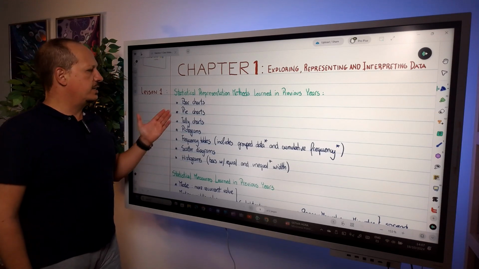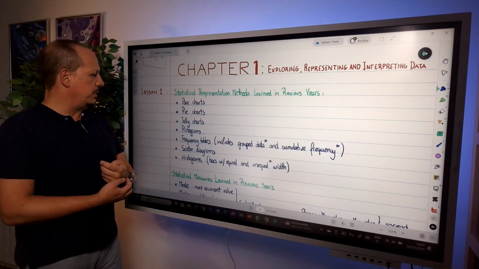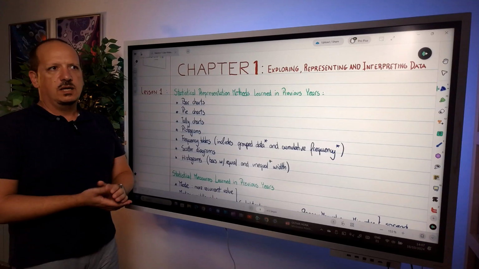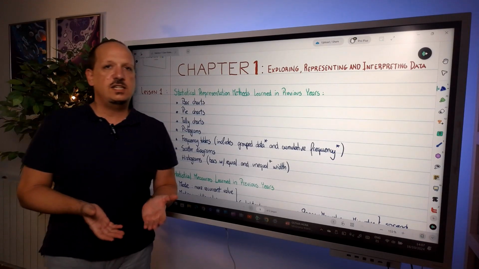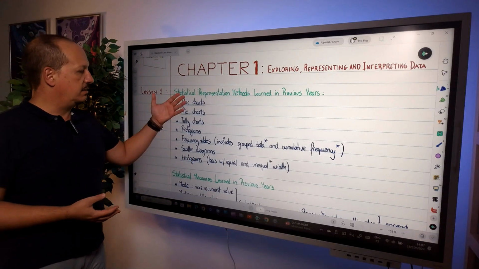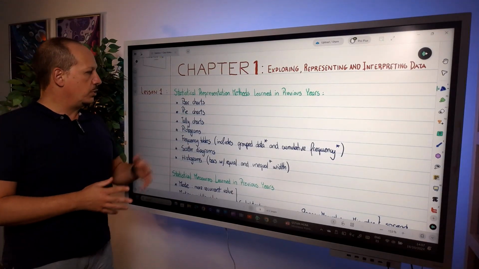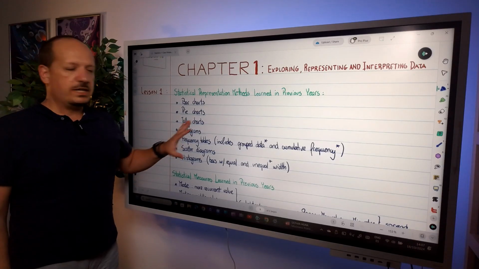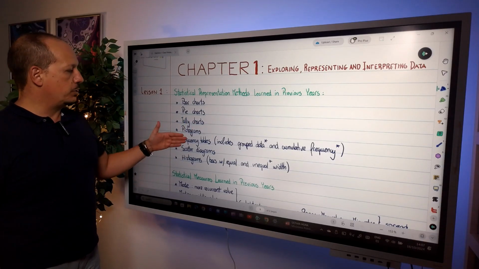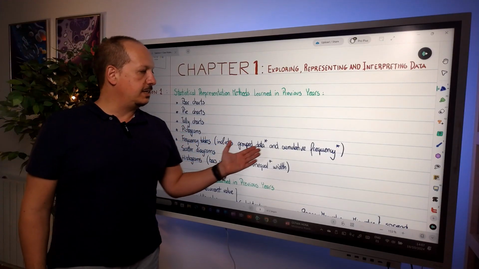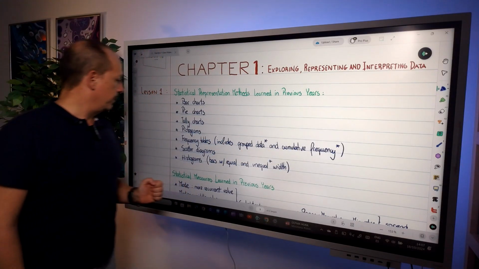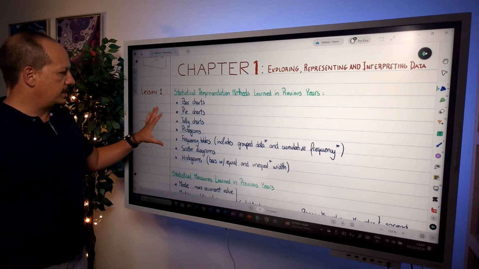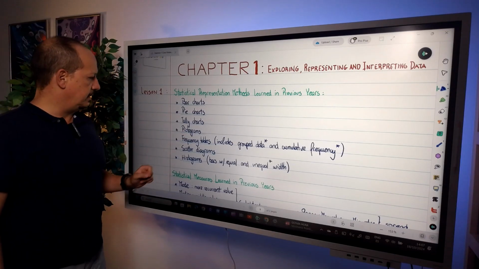We're talking about bar charts, pie charts, tally charts, pictograms, frequency tables, scatter diagrams, and histograms. At least as part of IGCSE or GCSE, these are all there. And we're going to continue focusing on at least some of these later on already in this chapter, particularly frequency tables, and these include group data and cumulative frequency tables, and histograms. We are also going to talk about something that is not here, but I'll talk about that in a bit.